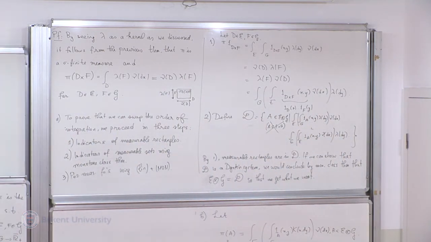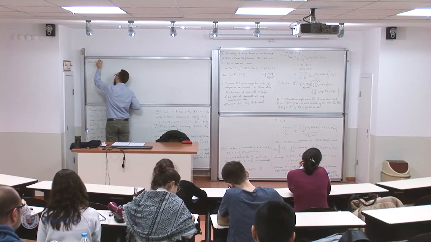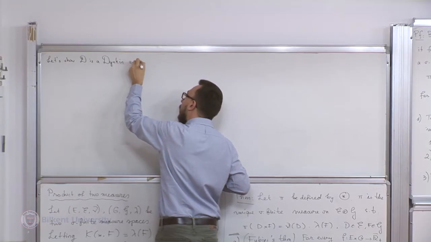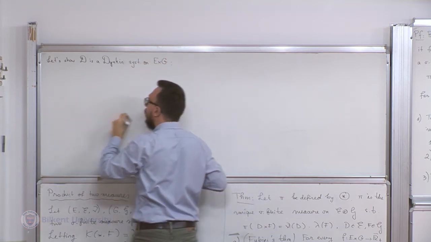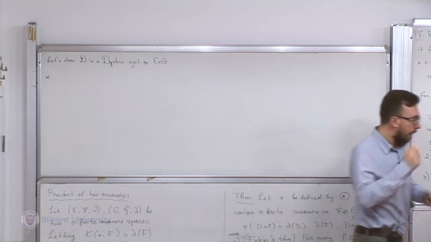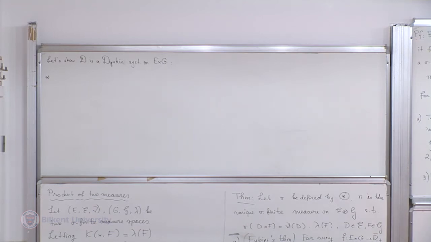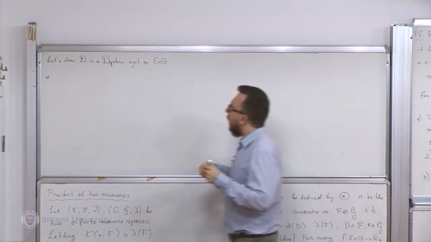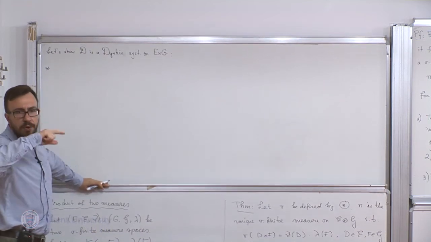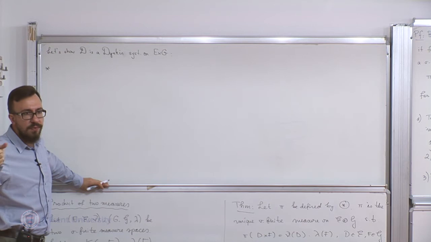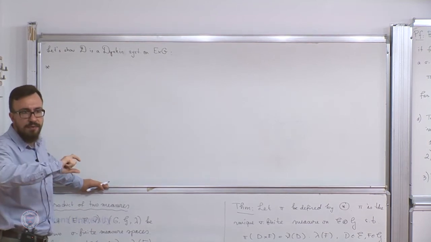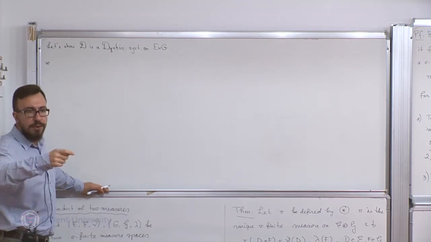So let's show D is a Dynkin system on E cross G. I'm going to use the alternative definition of Dynkin system because the original definition had disjoint sets. The alternative definition had increasing sets. So to be able to use the monotone convergence theorem, let's use the alternative definition appearing in the homework so that we have already increasing sets.